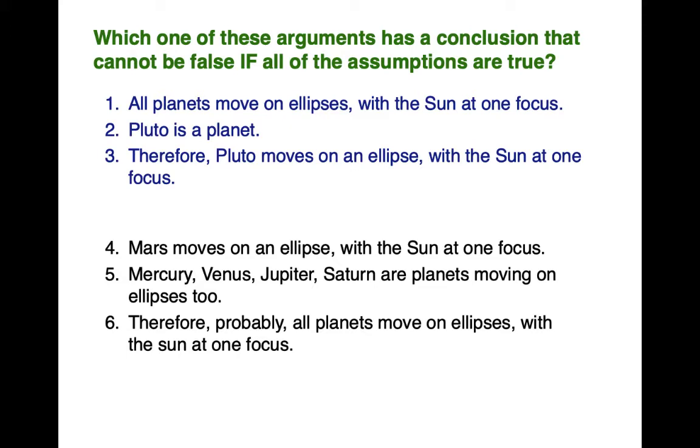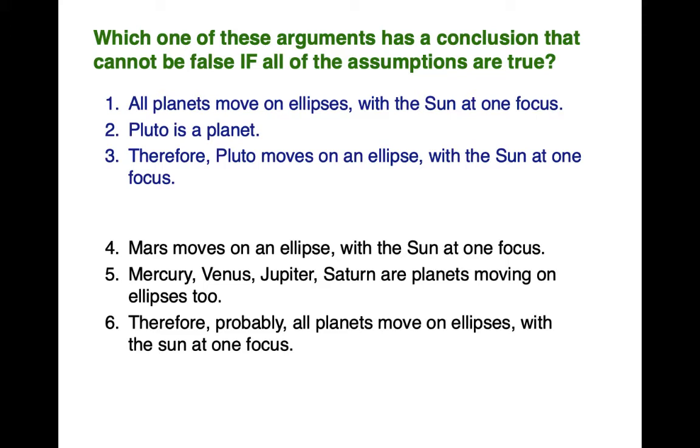Notice that the conclusions of each are different, although the assumptions of all of these are about the planets and in particular their motions. Take a look at the first argument, 1 through 3. All planets move on ellipses, with the sun at one focus. Pluto is a planet. Therefore, Pluto moves on an ellipse with the sun at one focus.